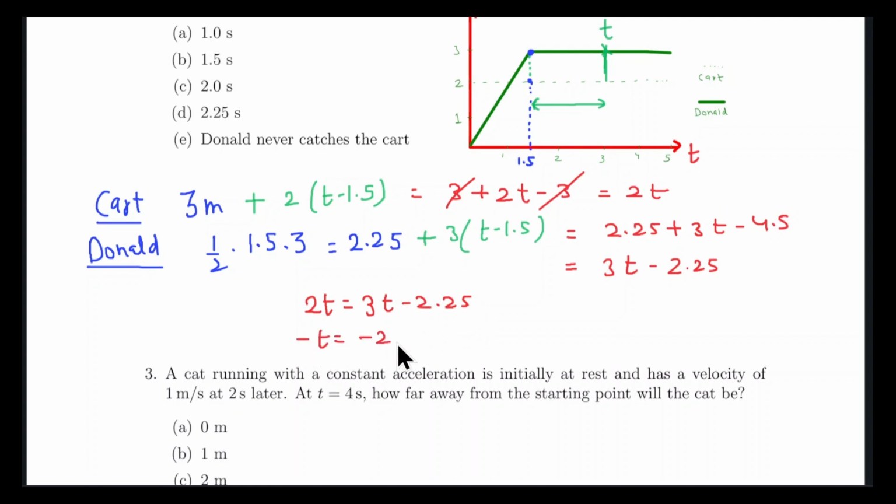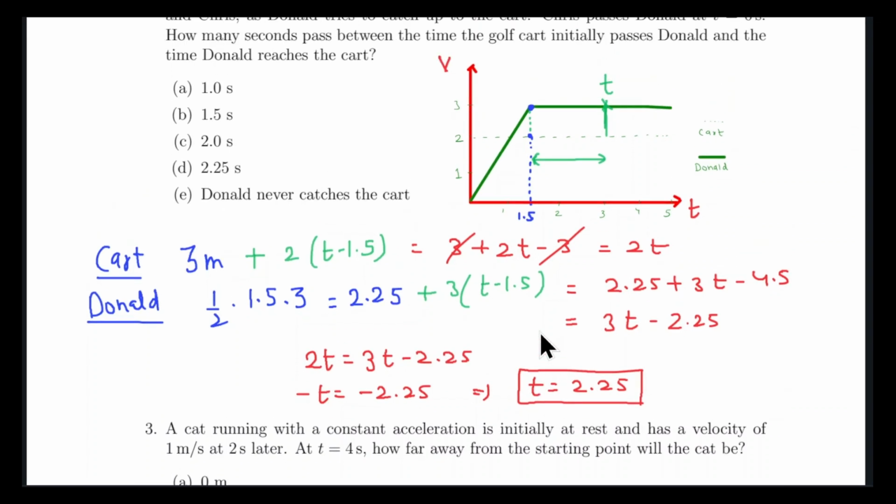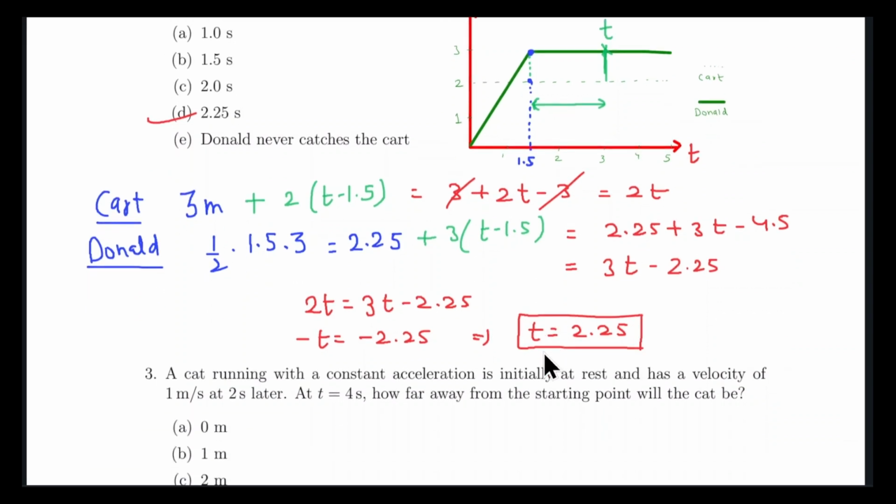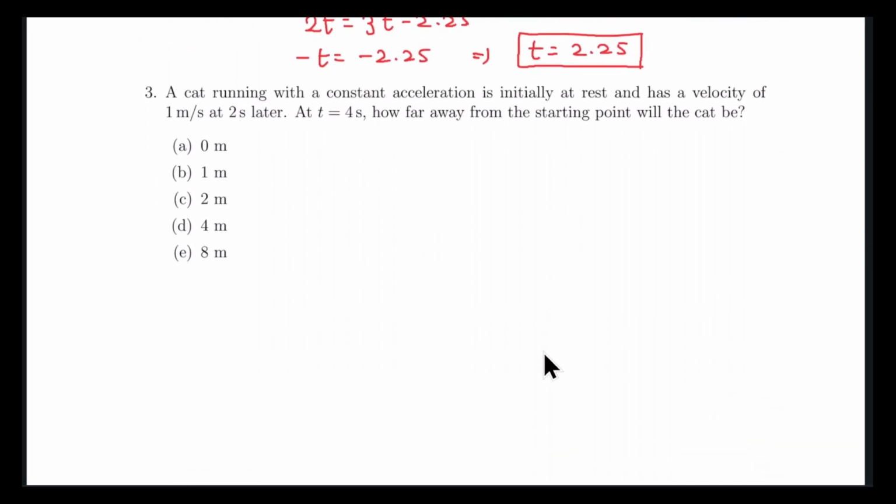So minus t is equal to minus 2.25, and clearly the total time is 2.25 over here. So 2.25 seconds is the time when Donald finally catches up with the cart. Right, I hope this makes sense.